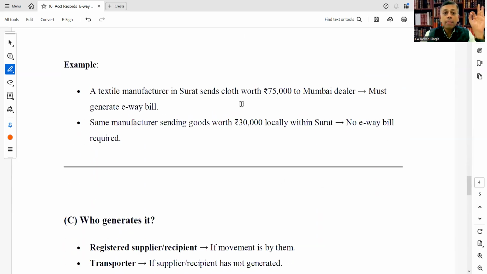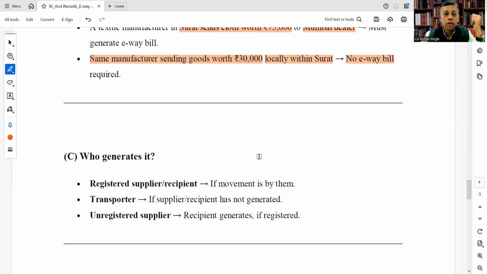A textile manufacturer in Surat sends cloth worth rupees 75 lakhs to a Mumbai dealer and must generate an e-way bill because the value of the goods exceeds rupees 50,000. The same manufacturer sending goods worth rupees 30,000 locally within Surat needs no e-way bill because the value does not exceed rupees 50,000. So very simple to understand.